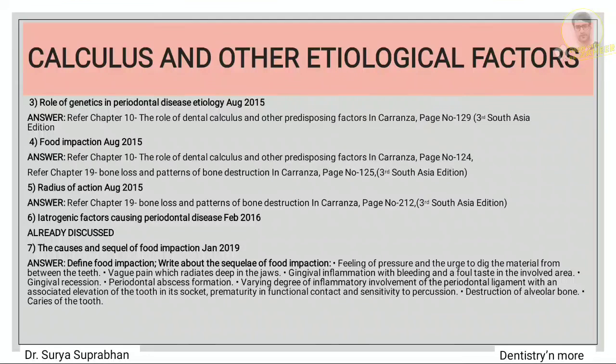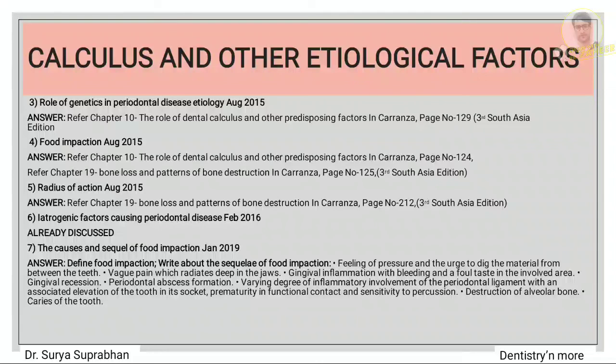Next one is role of genetics in periodontal disease etiology. Here the answer for this question is towards the end of chapter 10, the role of dental calculus and other predisposing factors. First give a little bit of introduction, and then write about the studies. There are a few studies given, that is the familial study, segregational study, linkage study, twin study, and all. And then also do mention the role of genetics in aggressive periodontitis.